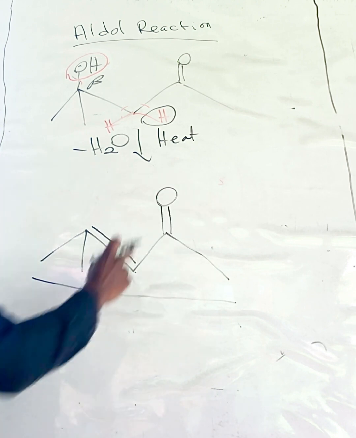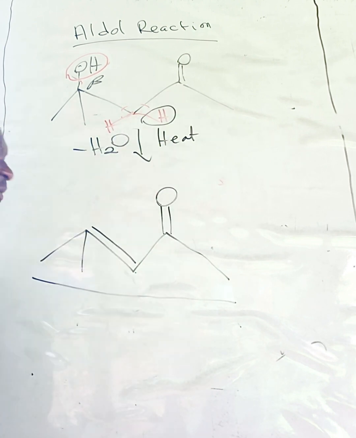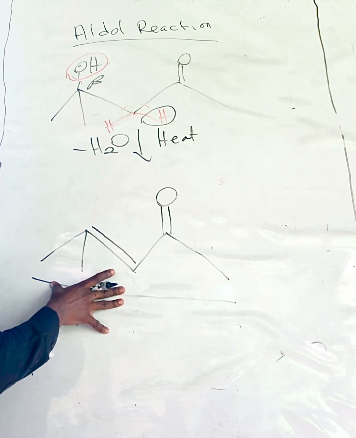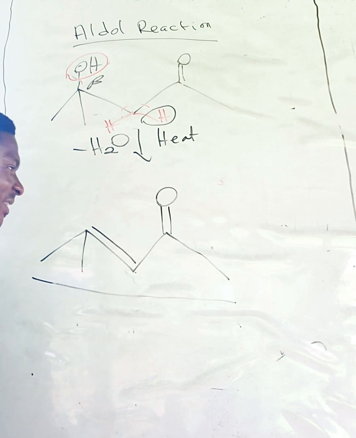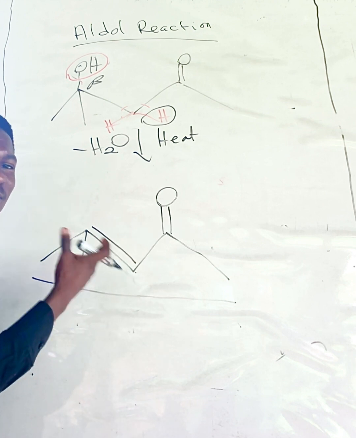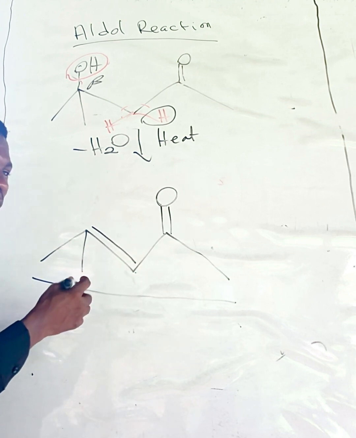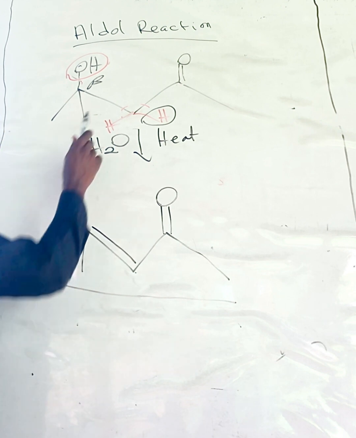See, I forgot to add the keto functional group. This is how it's supposed to be. So this is what is called our Aldol condensation product. Okay, this is our Aldol condensation product. Why? Because there was a removal of water from the initial reactant.